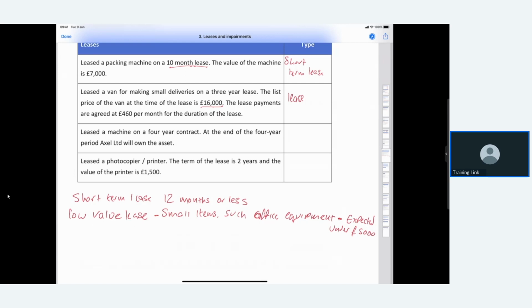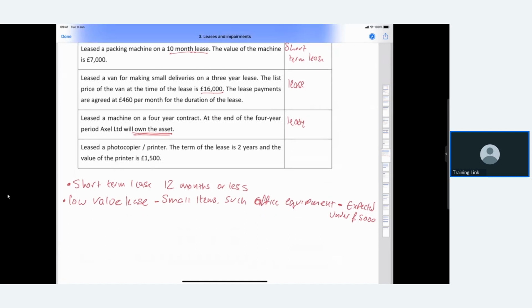Leased a machine on a 4-year contract. At the end of the 4-year period, they will own the asset. Now, if they own it, and it doesn't fall under these two, it would be classed as a normal lease. And then the last one, lease a photocopier or printer. The term of the lease is 2 years and the value of the printer is £1,500. That will be classed as a low value asset lease.